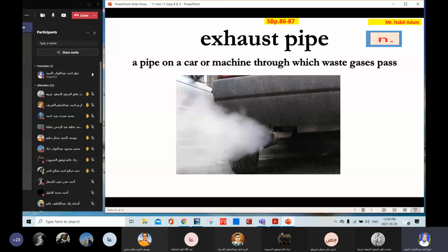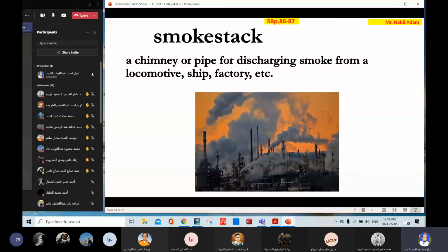Smokestack. Smokestack is a chimney or pipe for discharging smoke from a locomotive, a ship, a factory, a restaurant. So you can see here smoke is coming out of smokestacks. Smokestacks like chimneys or pipes in factories, in restaurants, in ships.